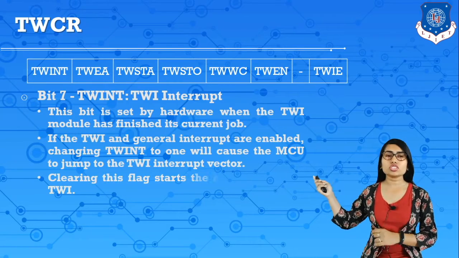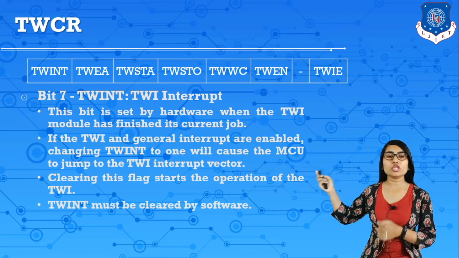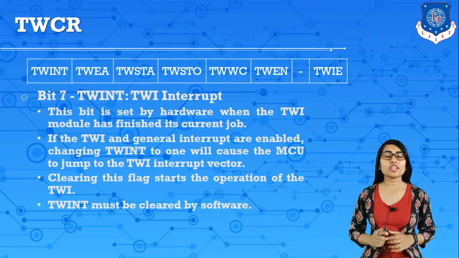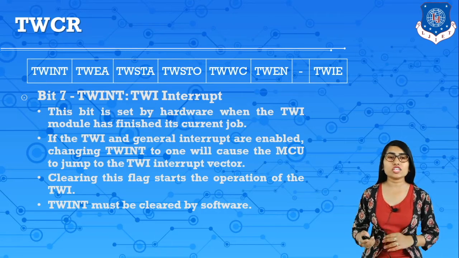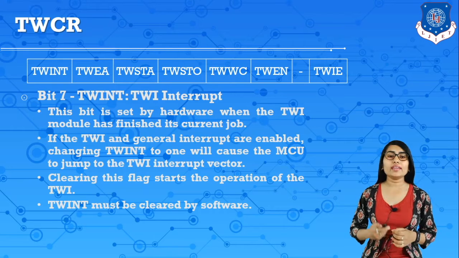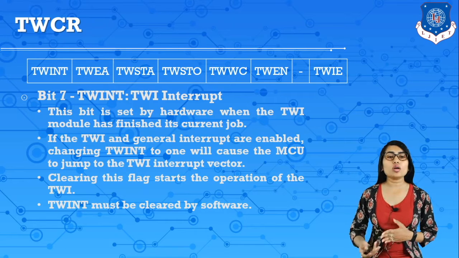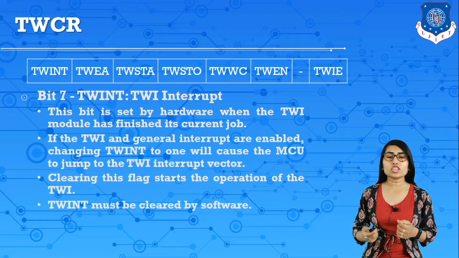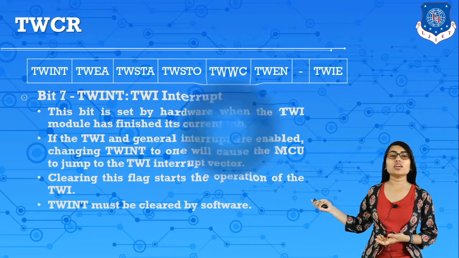TWCR contains different bits. First is TWINT, that is TWI interrupt. This bit is set by the hardware when the TWI module has finished its current job. If the TWI and the general interrupts are enabled, setting the TWINT to 1 will cause the MCU to jump to the TWI interrupt vector. To clear this flag and start operations of the TWI, TWINT must be cleared by the software.